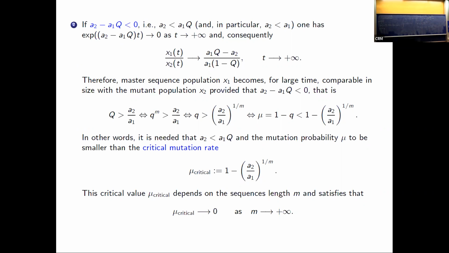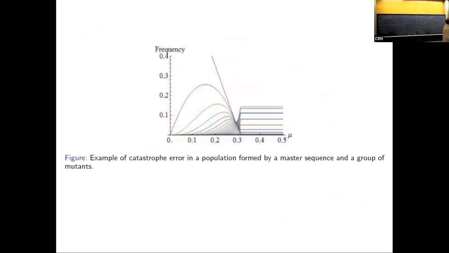So if your information length is very long, the room you have to leave for mutation must be tiny, because if not, for sure the original information is not going to survive. So if you have a system with a given M, and then you produce mutations which are larger than this mu, what is going to happen is your master sequence is going to disappear, and only mutants are going to survive. And this is what is observed in this plot here.